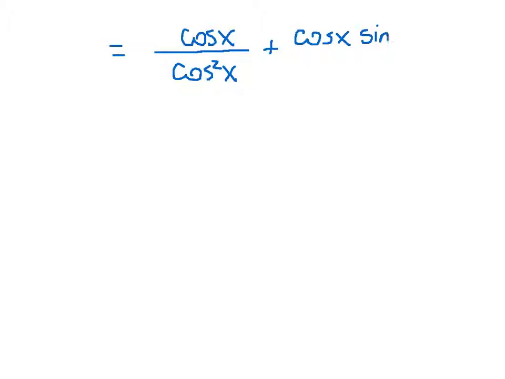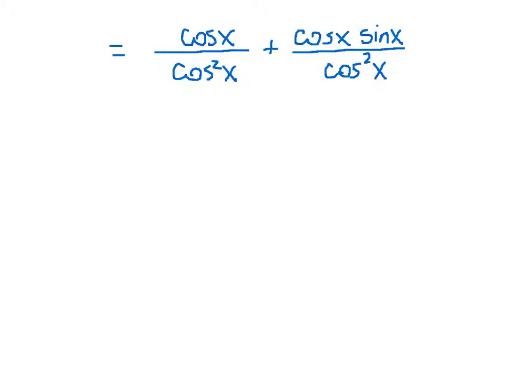And so when we have that, you're going to be able to write each of these over cosine squared x. So you have a cosine of x over a cosine squared x, and then on the right you're going to have a cosine of x sine of x all over cosine squared x.